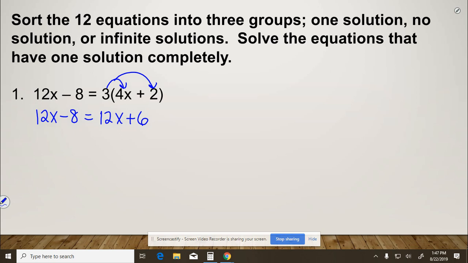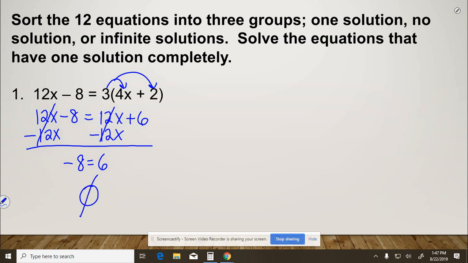Now, right away, by looking at this, you should be able to tell me that it's either none or infinite, not 1. Why not 1? Because the 12x's are exactly the same. If I subtract 12x from both sides, both cancel out. I'm left with negative 8 equals positive 6. Those are not equivalent, so this has no solution. Let's look at the next example.